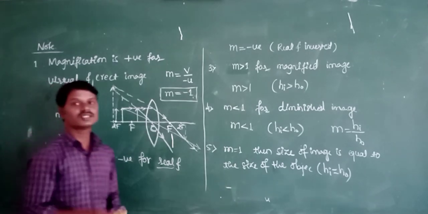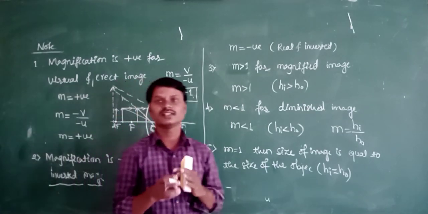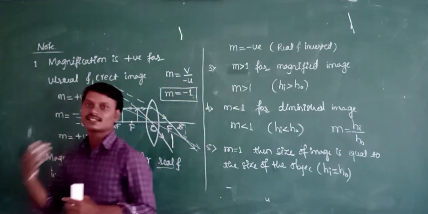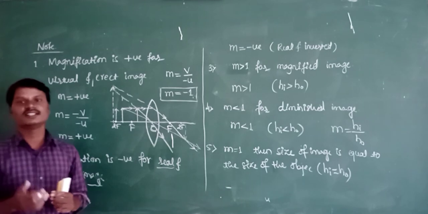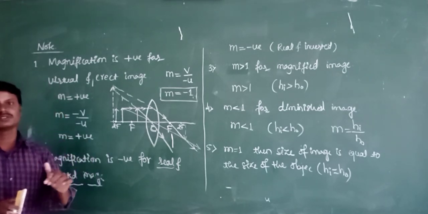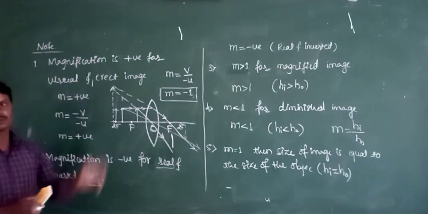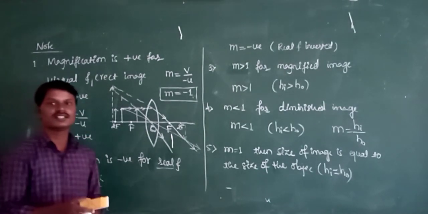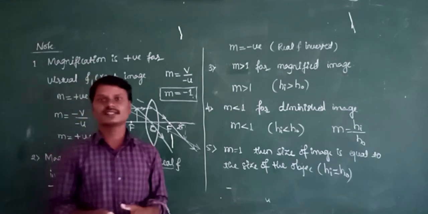And one more thing, the magnification produced by a concave lens is always less than 1, because we will get a diminished image by the concave lens, and also the magnification produced by a concave lens is always positive because the concave lens gives a virtual and erect image.